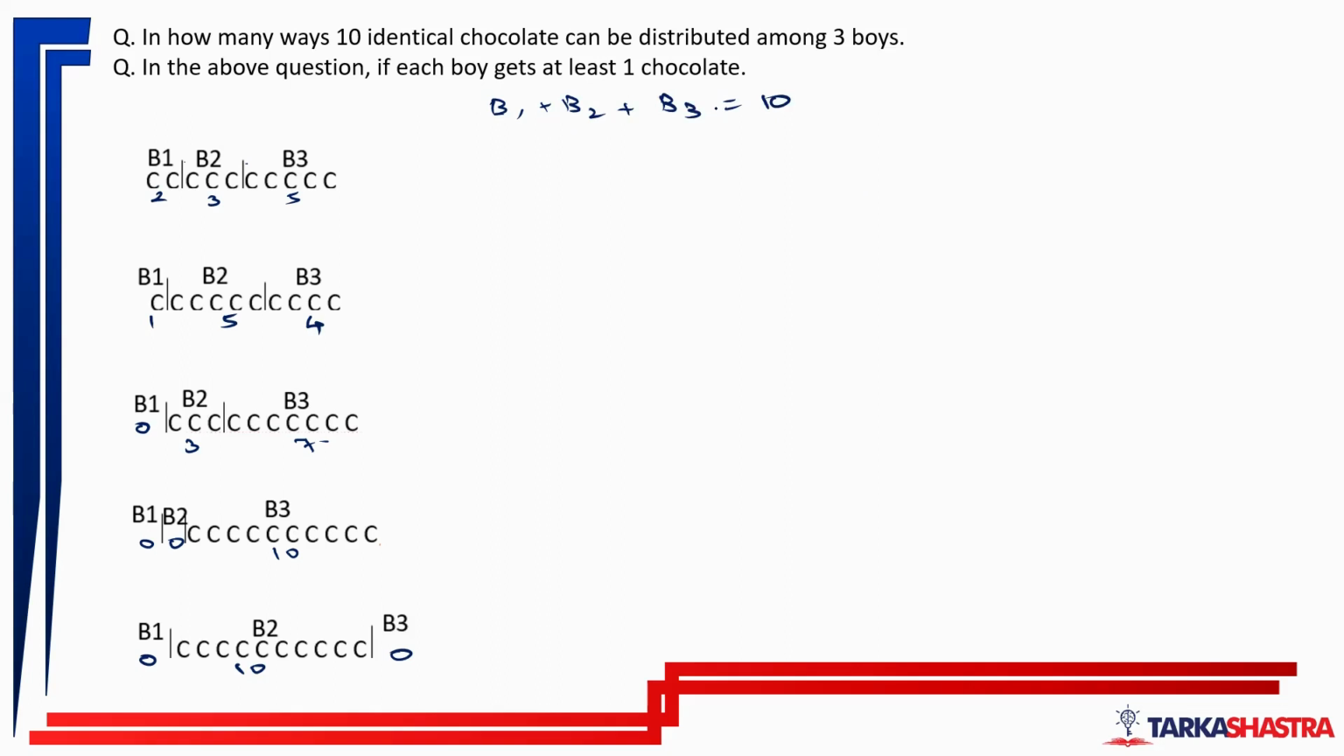Now, the concept behind this is very similar to a concept we have studied earlier. How do we arrange the letters of the word Mississippi? Mississippi has how many letters? 1, 2, 3, 4, 5, 6, 7, 8, 9, 10, 11. So we write 11 factorial. But then S is repeating 4 times, so we divide by 4 factorial. I is repeating 4 times, so we divide by 4 factorial. And then P is repeating 2 times, so we divide by 2 factorial.